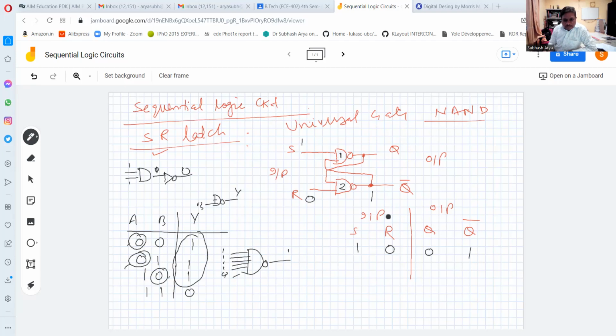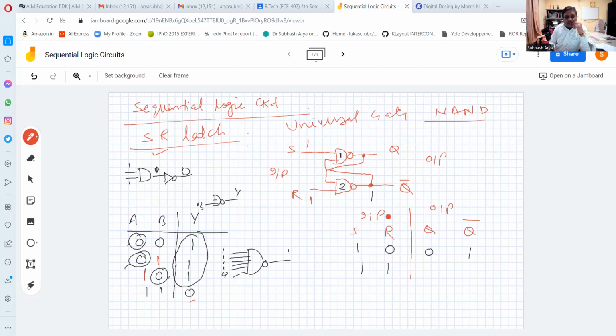Now take the case where the input is 1 1. Okay, so I will take the input 1 1. So both are 1. We cannot tell with certainty what the output is. Why? Because we have to look at the others. What is the status? Like here, this is 1, this is 1. We have to look at the status of the others. If it is 1, then it will be 0.